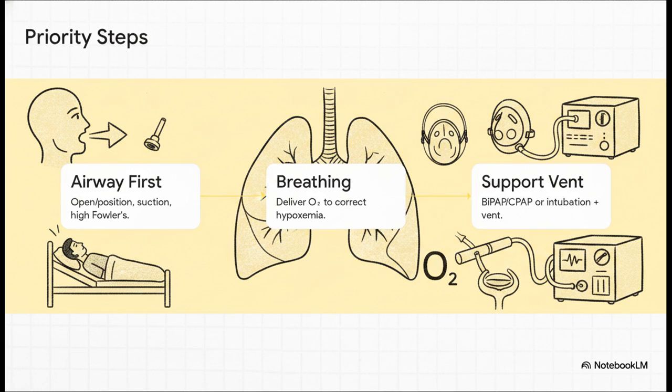Number 2 is breathing and oxygen. Deliver supplemental oxygen to correct that hypoxemia right away. And number 3 is support ventilation. Depending on how bad things are, this might mean non-invasive support like BiPAP or CPAP. Or if the patient is actively decompensating, you're preparing for immediate intubation and mechanical ventilation.